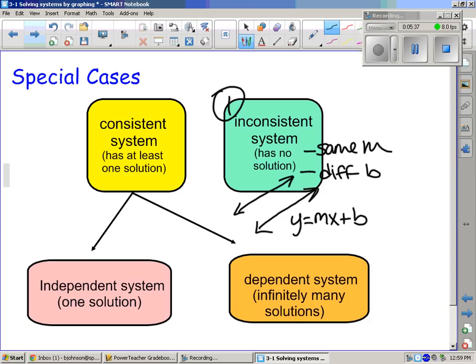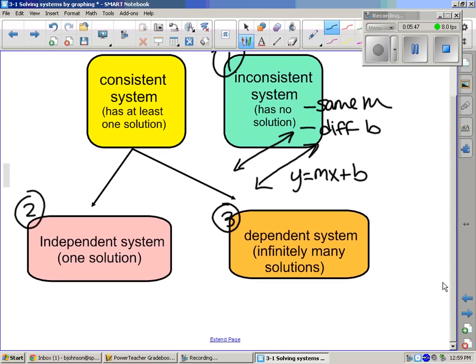Within consistent systems, we have two options. Systems can be independent or they could be dependent. Independent systems are ones that have one solution. Those are the examples that we've just gone through. They have different m's, they have different b's. Both of the examples that I just did were independent systems. They cross once. The other option is to have infinitely many.